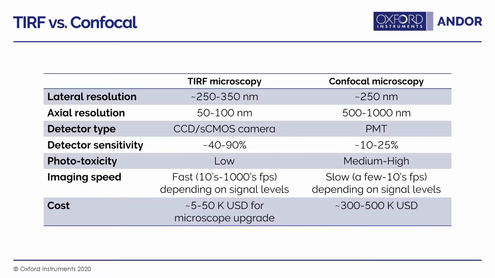This table directly contrasts some properties of TIRF microscopy against confocal microscopy. The lateral resolution of both techniques are about the same, but notice again that the axial resolution of TIRF is approximately an order of magnitude better compared to confocal microscopy when imaging a sample at the glass-water interface. The other big advantages of TIRF microscopy over confocal microscopy are the detector sensitivity, the very fast imaging speeds, and the typically lower cost.